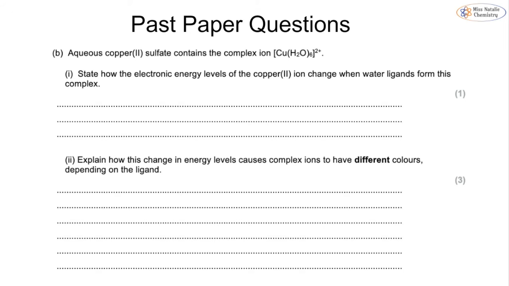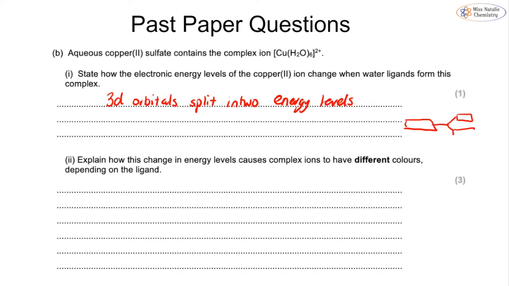The aqueous copper 2 sulfate contains this complex ion that we can see here, and we want to state how these electronic energy levels of the copper 2 can change when the water ligands form this complex. Well, this is linking back to our colour, and we have our 3D orbitals which are going to split into 2 energy levels. So we're getting our 3D, if you remember, splitting into that. So we get 2 slightly different energy levels.